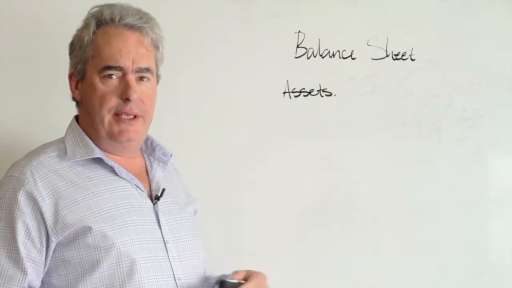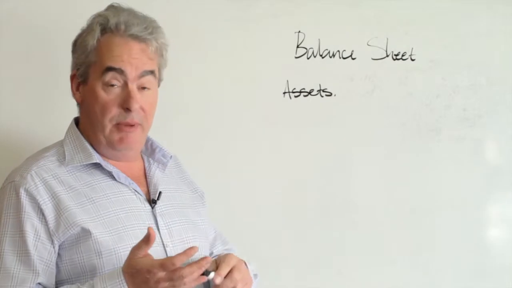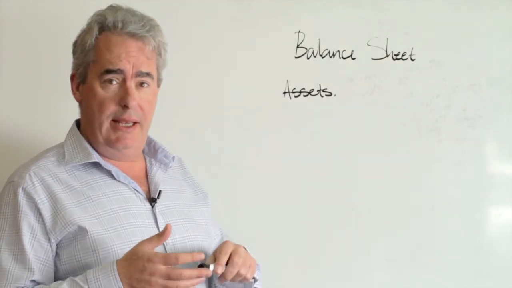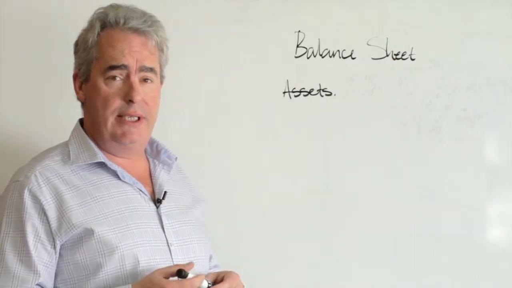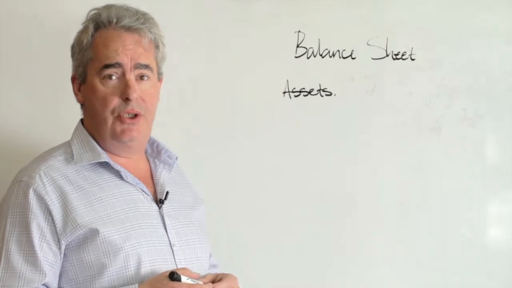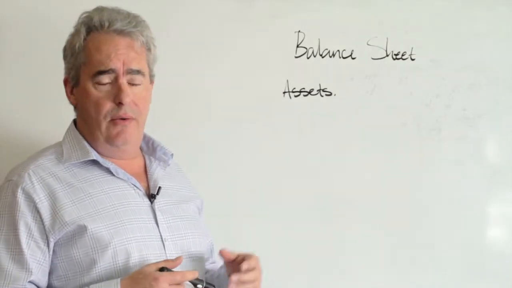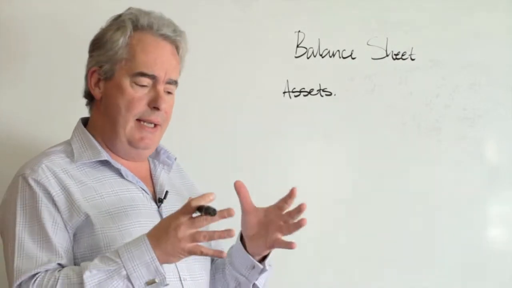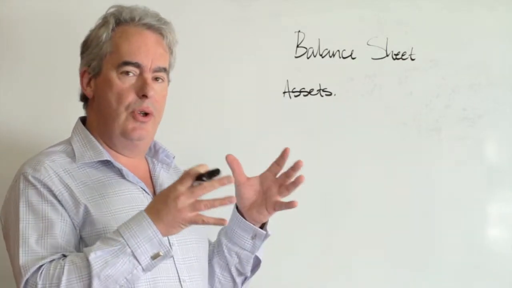Hi, in an earlier session we talked about the overall structure of the balance sheet, the major components being assets, liabilities and the equity section. So what we're going to do in this session is have a more detailed look at the assets section of the balance sheet. As we discussed earlier, an asset is a thing that you own. An asset is a thing that you control.